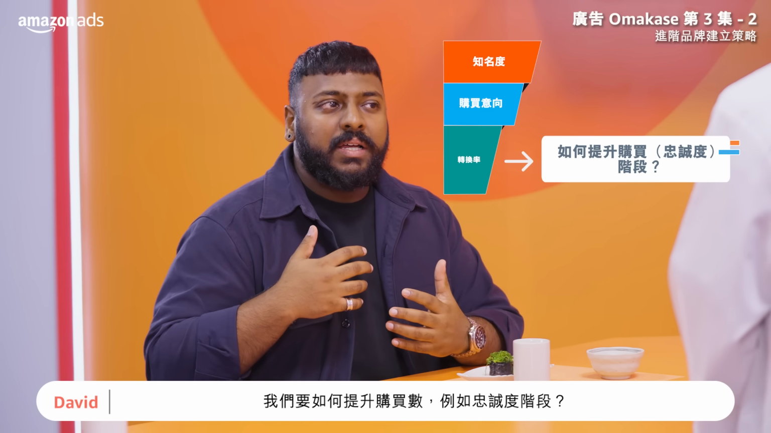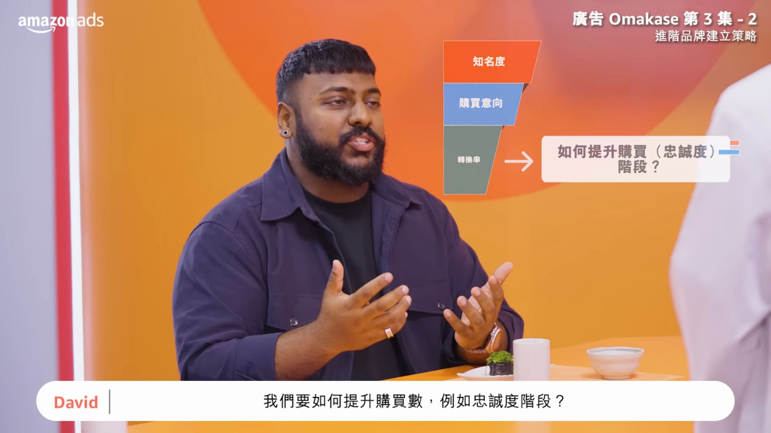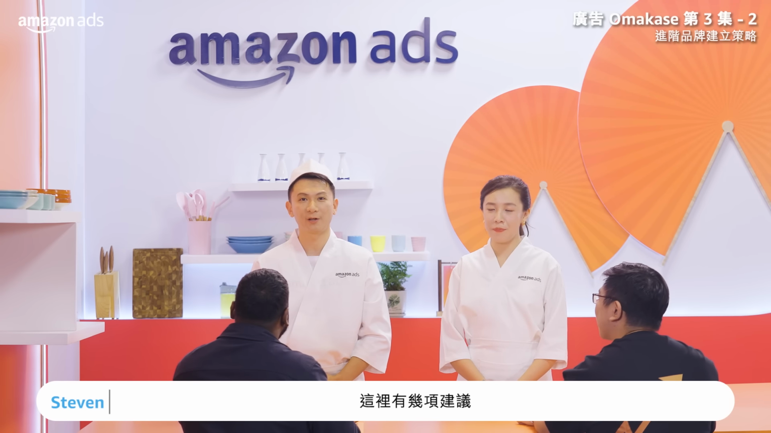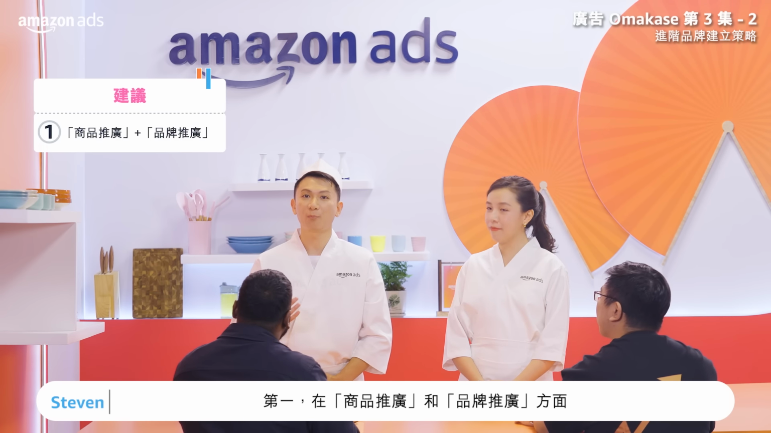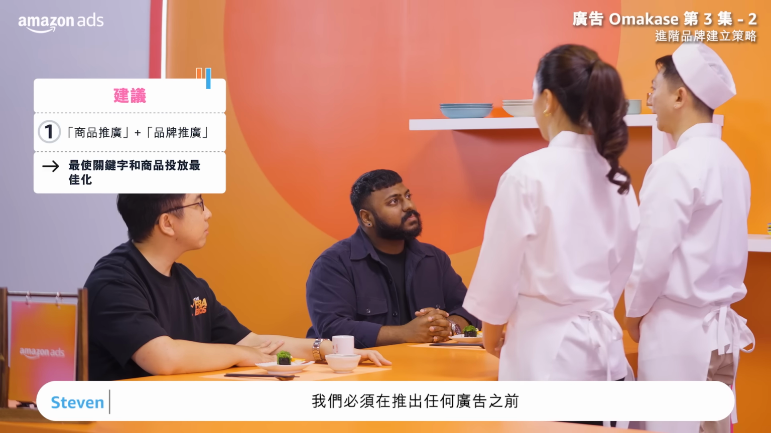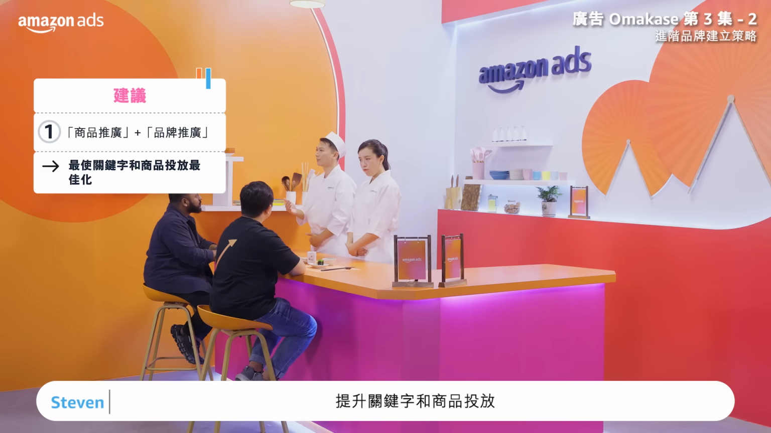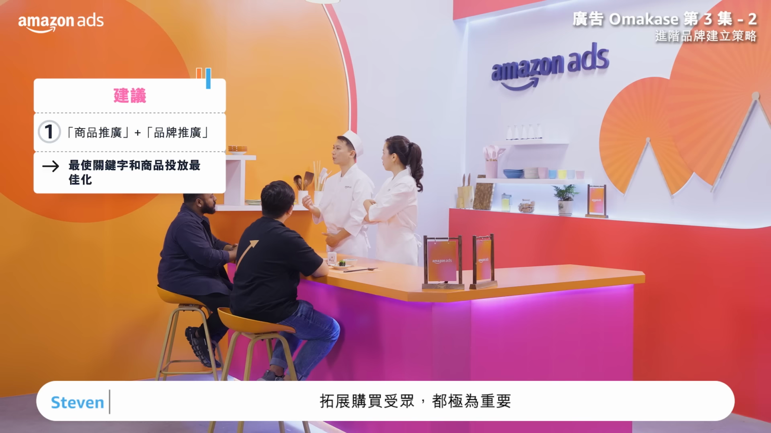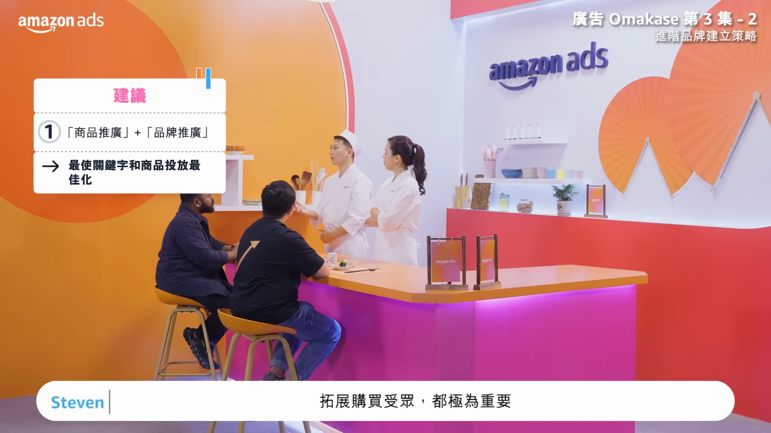So very interesting part. How can we uplift our purchase, like our loyalty stage? David, you're asking another important question. So there are several tips here. Number 1, on sponsored products and sponsored brands, we have to optimize keyword and product targeting before we start any campaigns. It is extremely important to increase the accuracy of targeting, to increase the conversion rates, to expand the buying audiences.